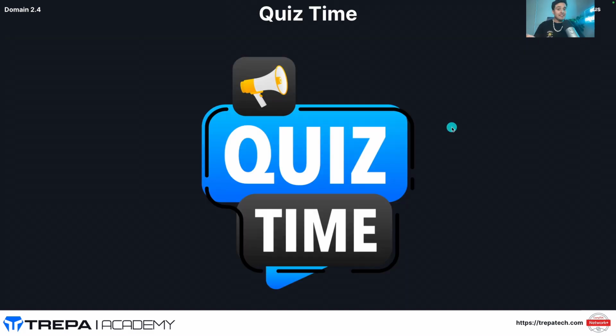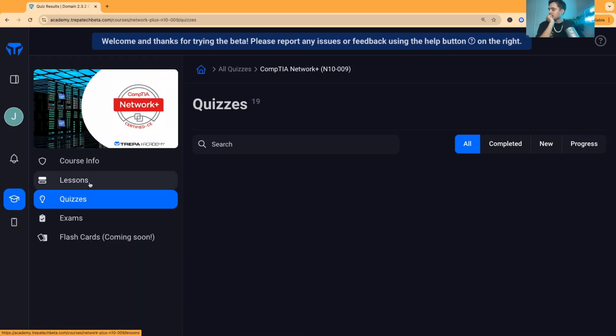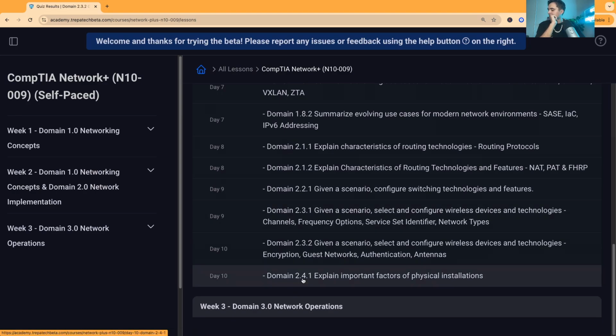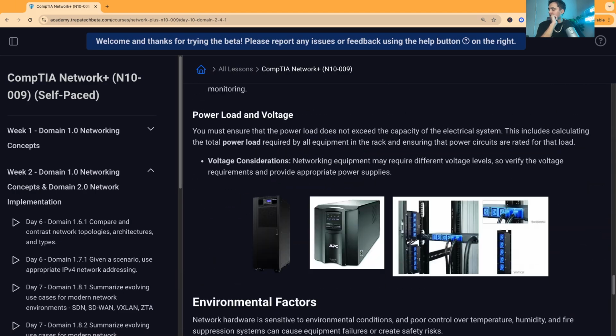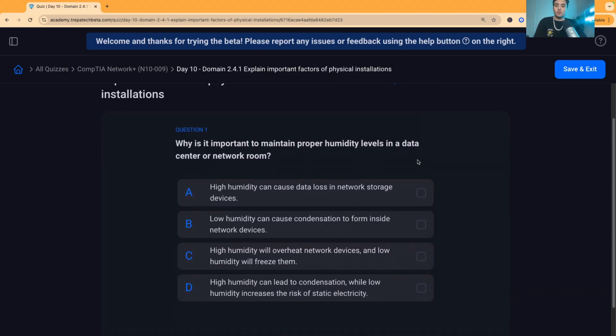Okay, now let's go ahead and do our quiz. Where we left off here, let's go ahead and exit. And let's go to our lessons here. We'll go to domain 2.4.1 and take our domain quiz. Question 1. Why is it important to maintain proper humidity levels in a data center, network room, or comms closet?